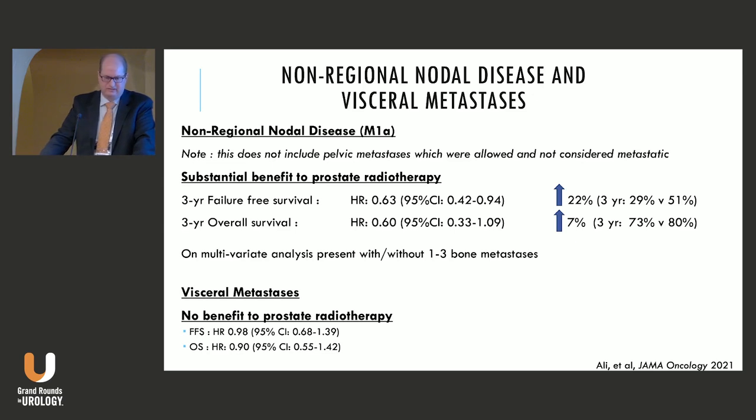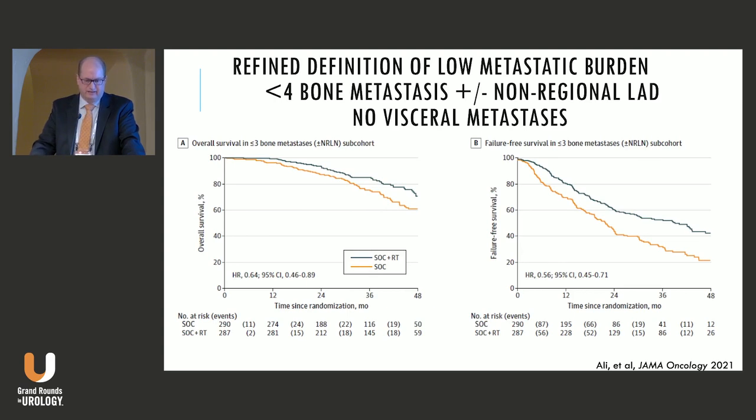Notably, visceral metastasis, they didn't see any benefit in terms of progression-free survival with a hazard ratio of 0.98 or overall survival with a hazard ratio of 0.9 when patients had visceral metastasis. So they came up with a new definition of low-volume disease, which was essentially 3 or less bone metastasis with or without pelvic or non-regional nodal metastases without visceral metastasis. And under that definition, this is what you see in terms of the benefit in terms of overall survival on the left and progression-free survival on the right. Again, this was not a pre-specified stratification to begin with, but fits in very well with sort of the CHAARTED definitions.